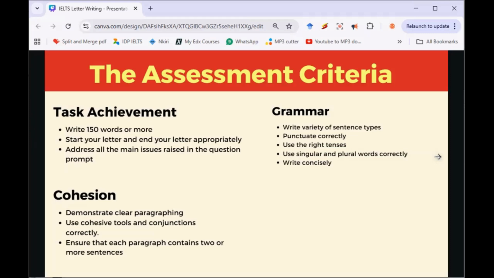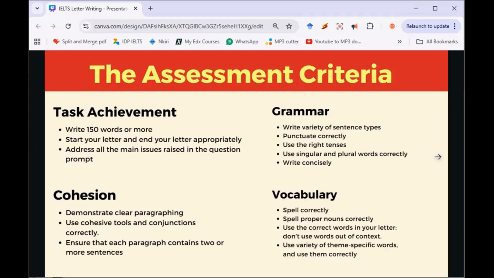You understand? So your grammar must be top notch. Your grammar accounts for 25% of your total score in writing. Cohesion accounts for 25% of your total score. Task achievement accounts for 25% of your total score. Same with vocabulary, criteria number 4. Vocabulary accounts for 25%. So you see that all these criteria are equally important. They all carry the same weight.